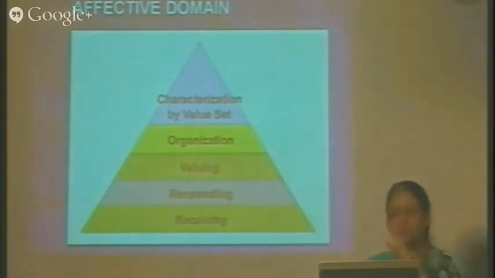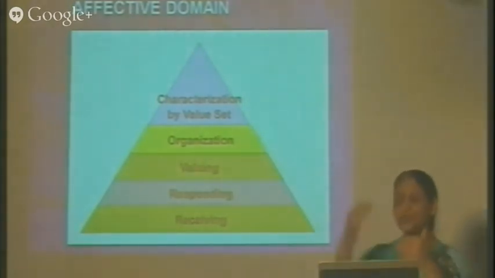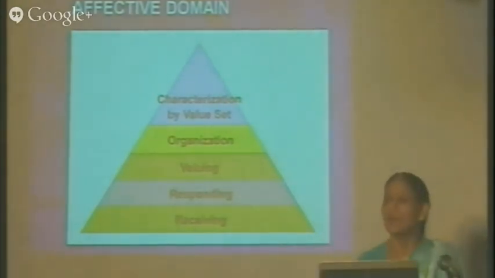Organization. If you have to pick up or choose from two values, which one would be given more weightage? So you always arrange the values in order of priority. So that is what is referred to as organization. The highest level in the value system is when you personify that value.